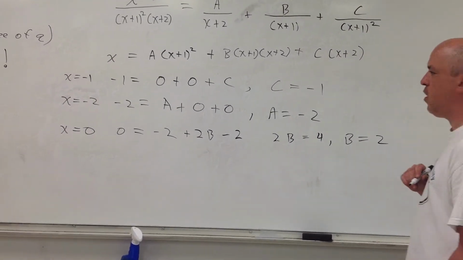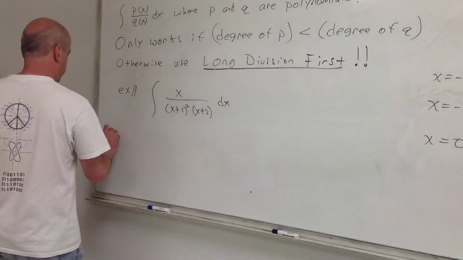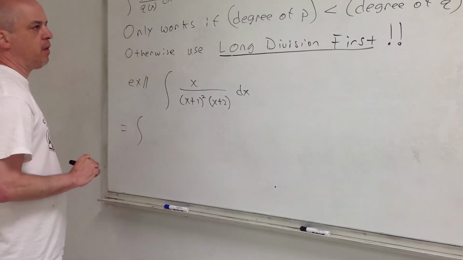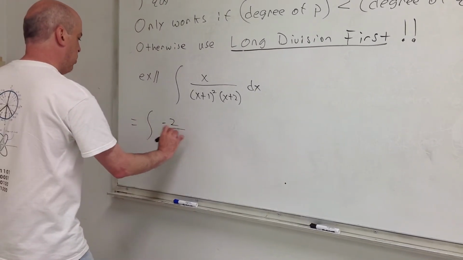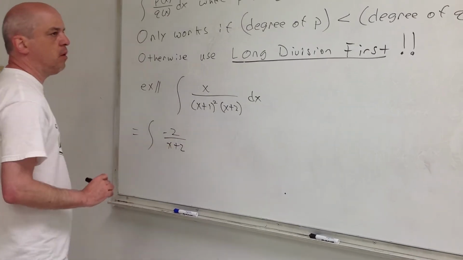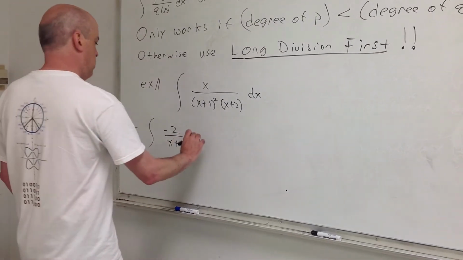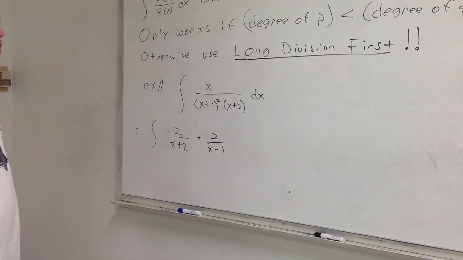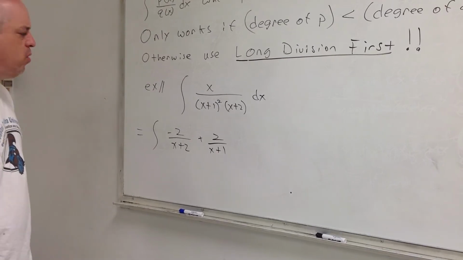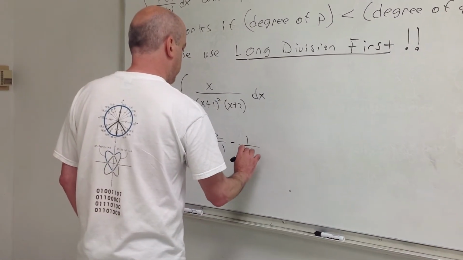Okay, so now, getting back to the original problem that we were trying to solve, this becomes the integral of A over x plus 2, but A was negative 2, so negative 2 over x plus 2, plus B over x plus 1, B was 2, plus 2 over x plus 1, and then C over x plus 1 squared, C was negative 1, so minus 1 over x plus 1 squared.